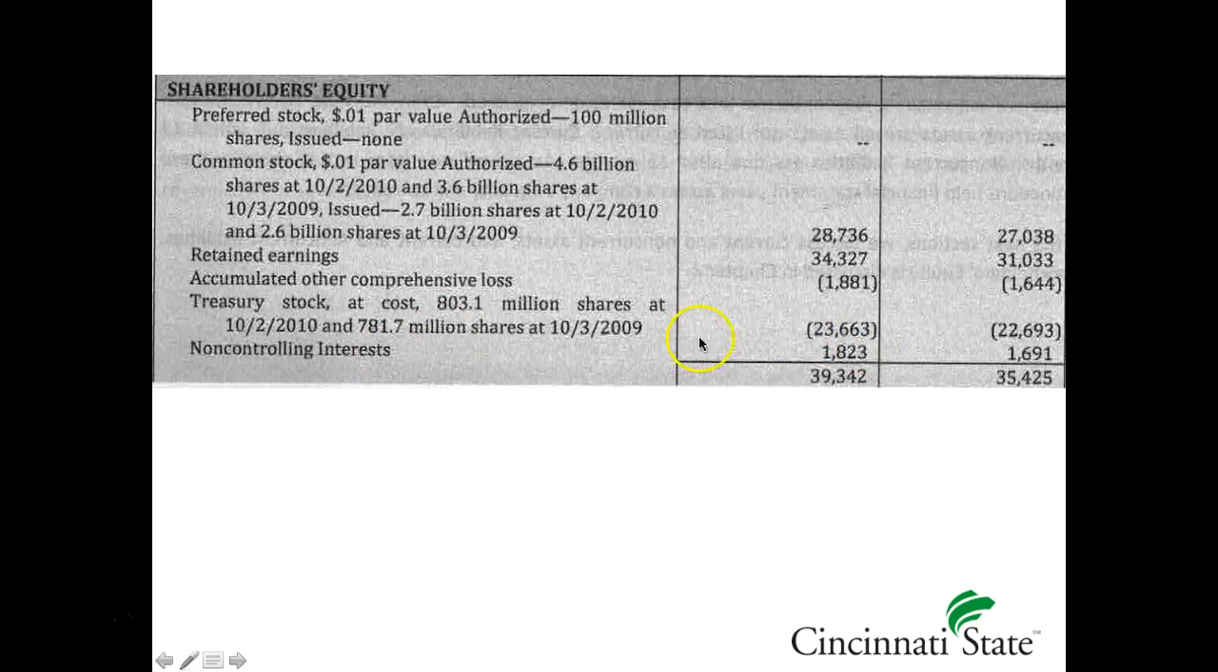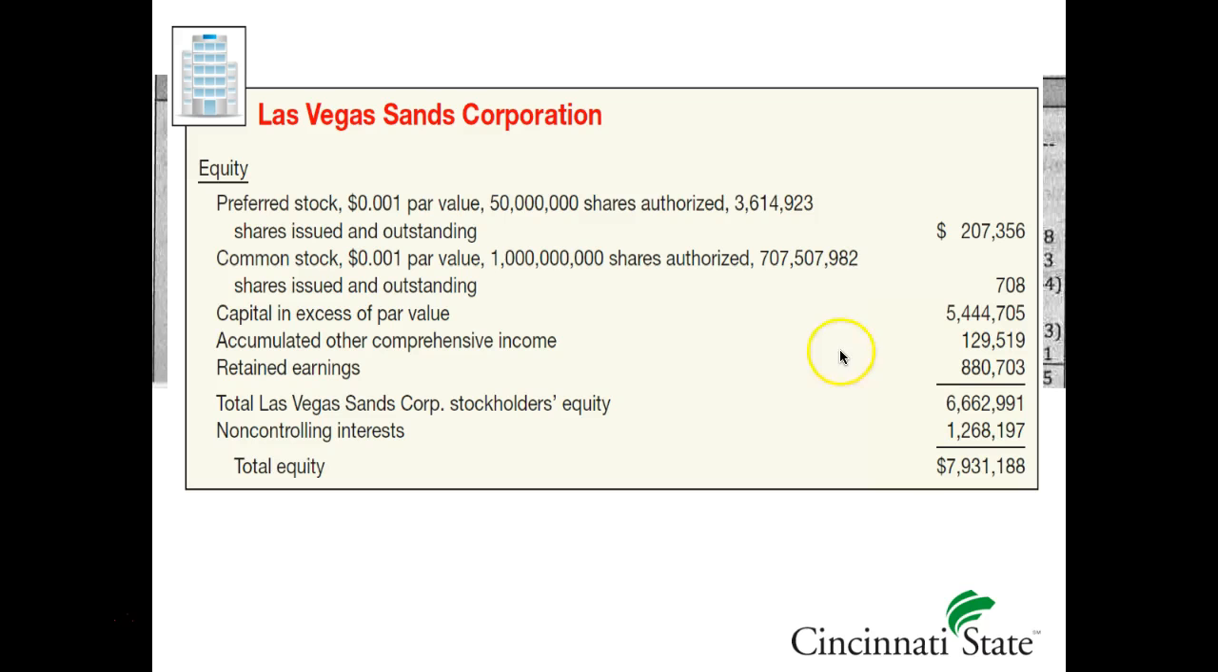Non-controlling interest is for the total of $1,823 million. I wanted to show you an equity section that better separates the legal capital, which was par value, times the number of shares issued.